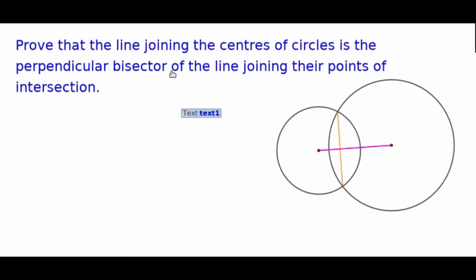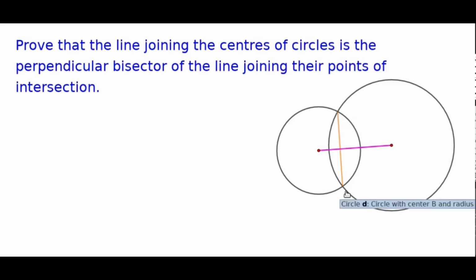Okay. Now let us have some problems done. See, read the question and see the figure. It is such: prove that the line joining the centers of circles, here two circles are given. This one is the line joining the centers. Now this line we need to prove is perpendicular bisector of the line joining their points of intersection.